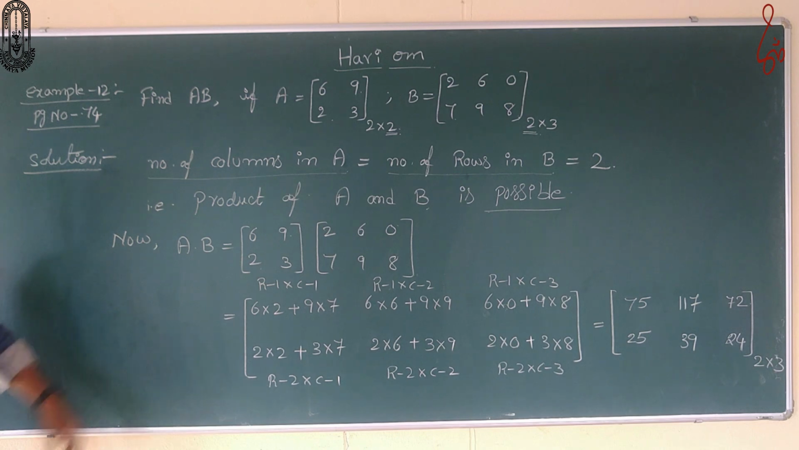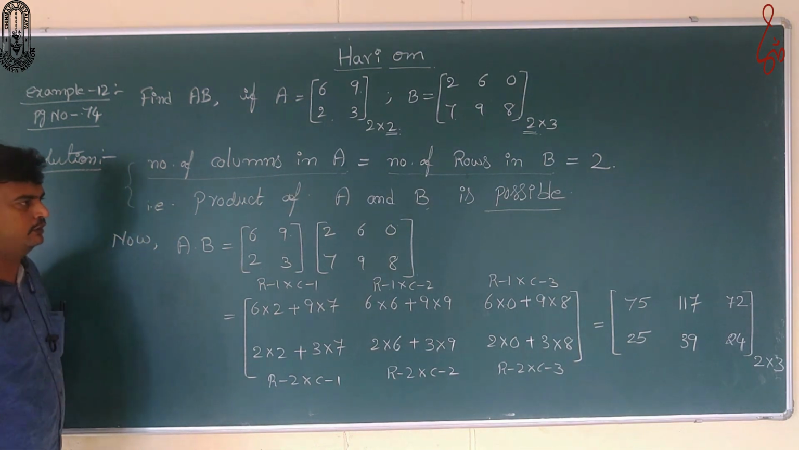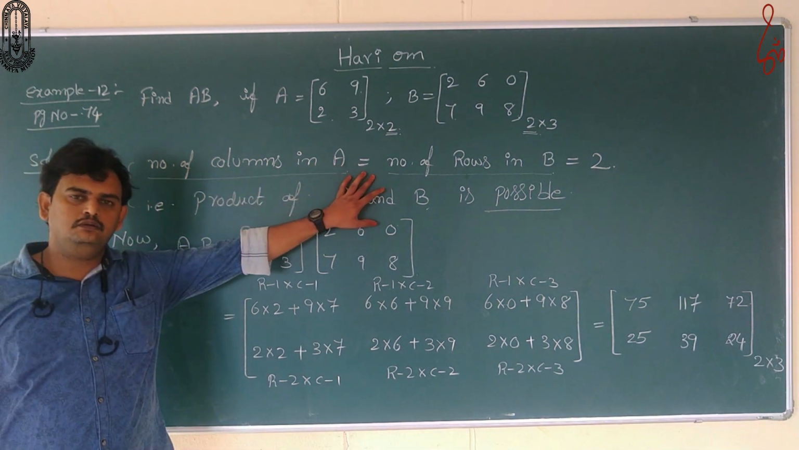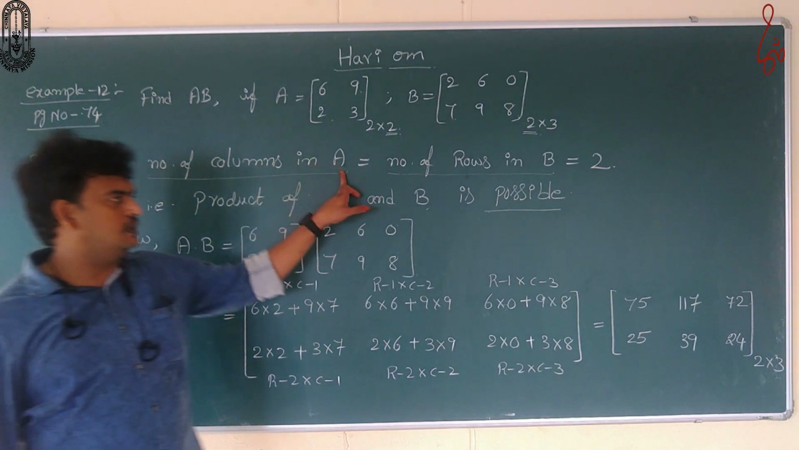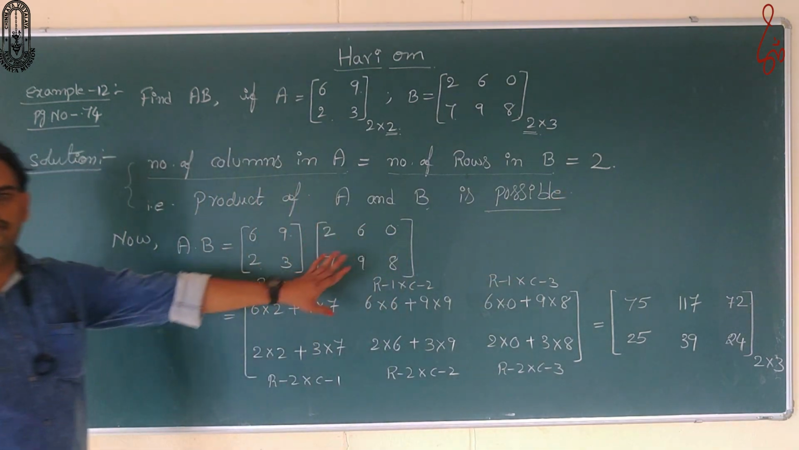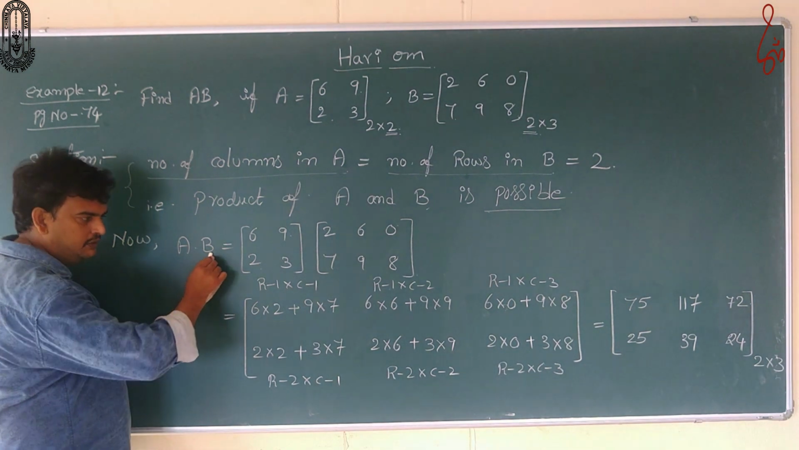Now let us find the product. First, these two steps are important. We need to check the condition. Without satisfying this condition, we can't go for finding the product. So, the number of columns in A and the number of rows in B are both equal, then we are able to find the product. Let us see how to find it. Now I am finding the product of A and B.